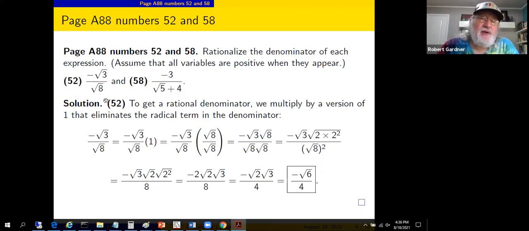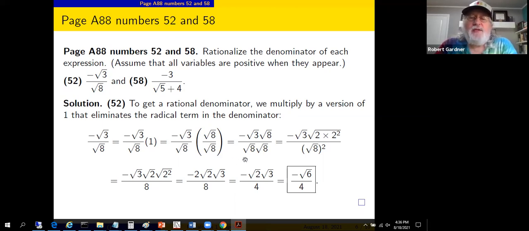So we've got negative square root of 3 over square root of 8. Let's multiply that by 1. That doesn't change anything. And my favorite version of 1 at this stage of my life is square root of 8 over square root of 8. Why would you do that? You can't argue with it. It's true. It's multiplied by 1.